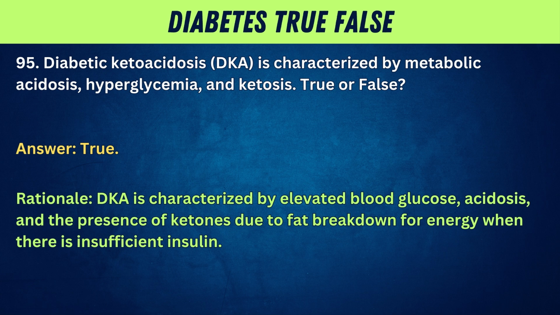95. Diabetic ketoacidosis, DKA, is characterized by metabolic acidosis, hyperglycemia, and ketosis. True or false? Answer: true. Rationale: DKA is characterized by elevated blood glucose, acidosis, and the presence of ketones due to fat breakdown for energy when there is insufficient insulin.